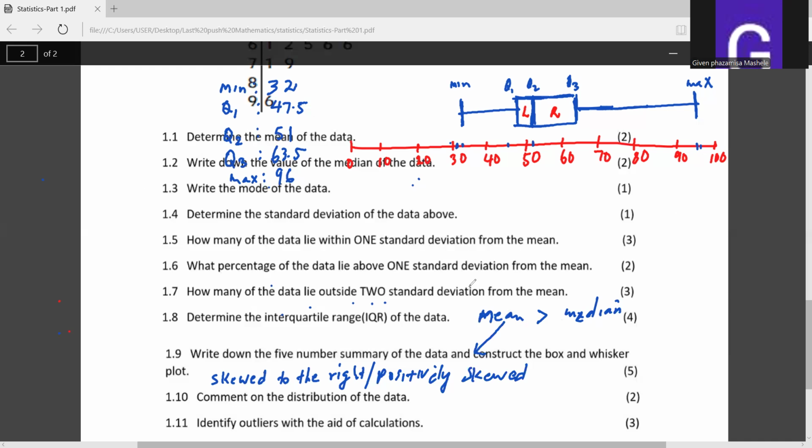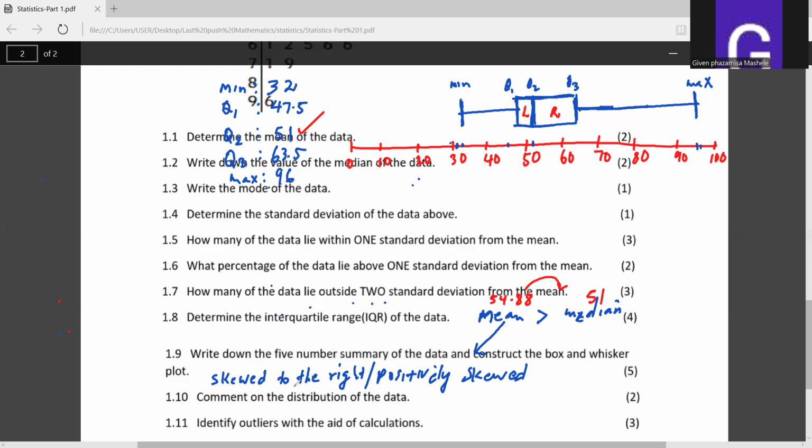Why am I saying this? What is the mean of the data? The mean we calculated as 54.88. What was the median? The median, quartile 2, is found to be 51. Do you see that the mean is bigger than the median? So this is skewed to the right or positively skewed.